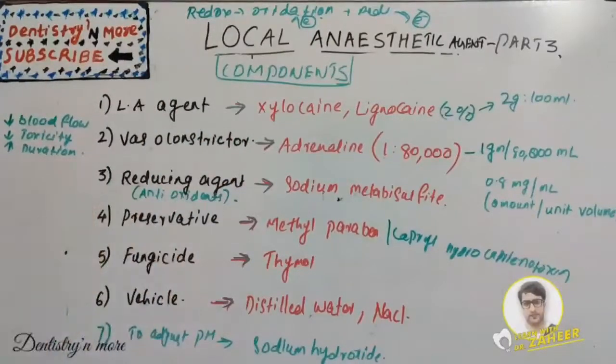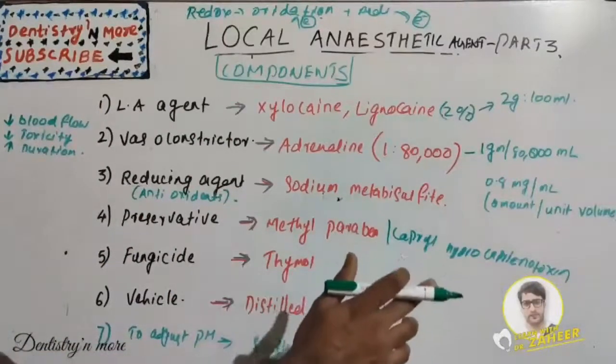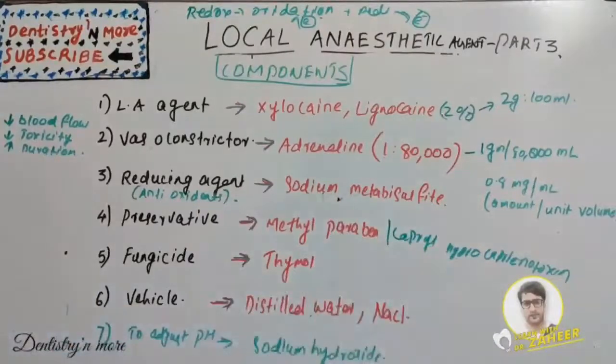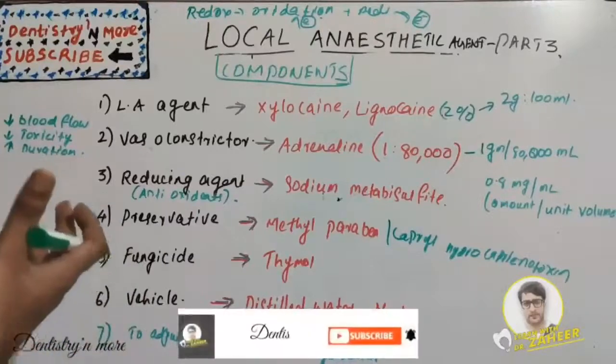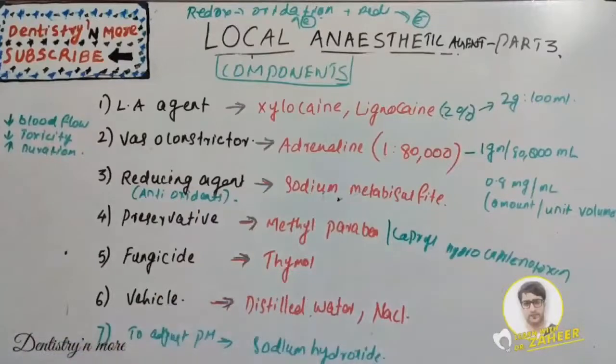Next we have preservative. Preservative is methyl paraben or capryl hydrocupreine. Modern LA solutions are very stable and often have a shelf life of 2 years or more, so their sterility is maintained by the inclusion of a small amount of preservatives such as methyl hydroquinone, and also we have another one which is methyl paraben, but it has some disadvantages, that is it produces some allergic reaction in a few people.